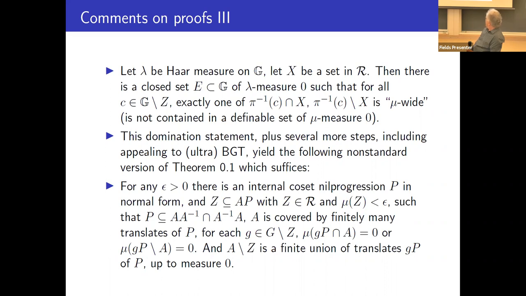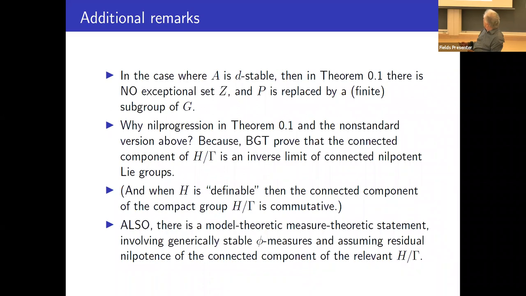And for each g, well, it's all the statements from before. For each g, you take A, you throw away Z, and it's a finite union of translates gP of P up to mu measure zero. So throw away things of measure zero and throw away Z, and this set A is simply a union of translates of a coset nil progression upstairs. That's the statement, and that gives our theorem in the standard model. Okay, and there's a few additional remarks, but I'm going to leave that there and stop for now.